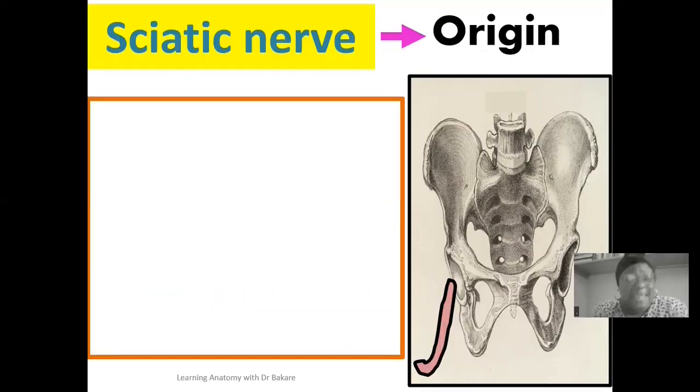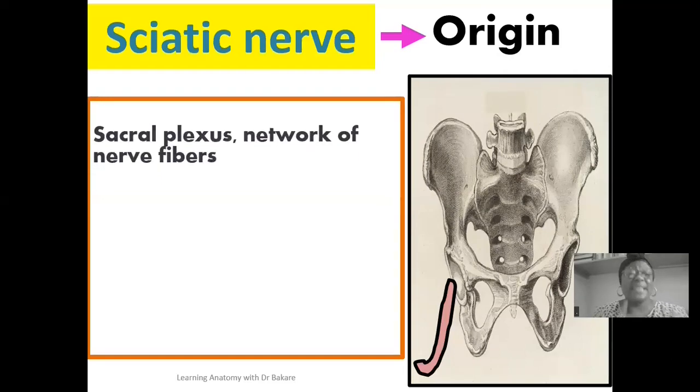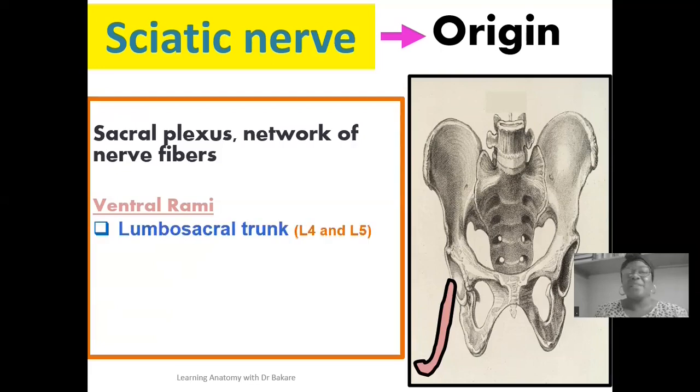Let's go through this slide to establish how the sciatic nerve originates. We already said that this nerve is from the sacral plexus, and we know that the sacral plexus is a collection of nerves seen at the posterior lateral wall of the pelvic cavity. And specifically, it is the ventral rami of the spinal nerves that create this region. So we have the ventral rami from the lumbosacral trunk. The lumbosacral trunk is basically the anterior or the ventral rami of L4 and L5 spinal nerves.